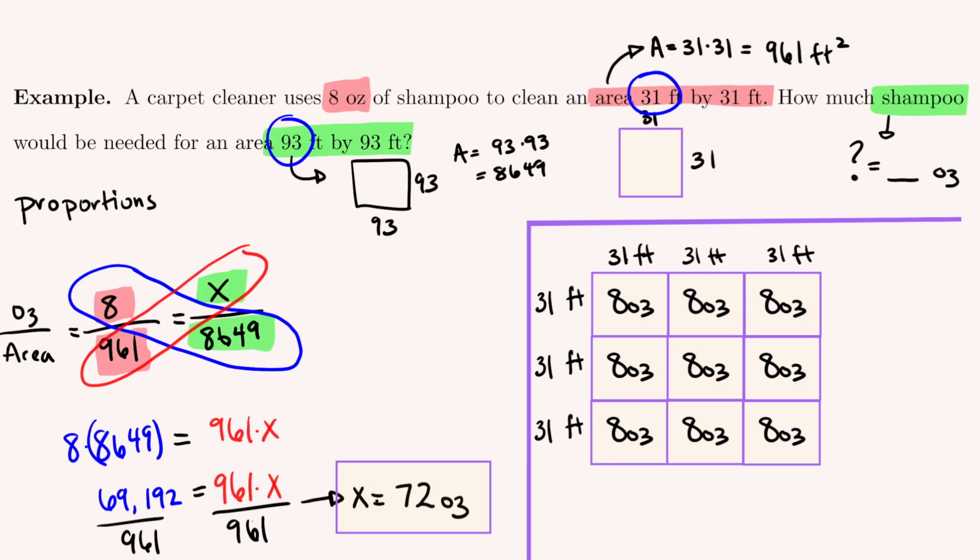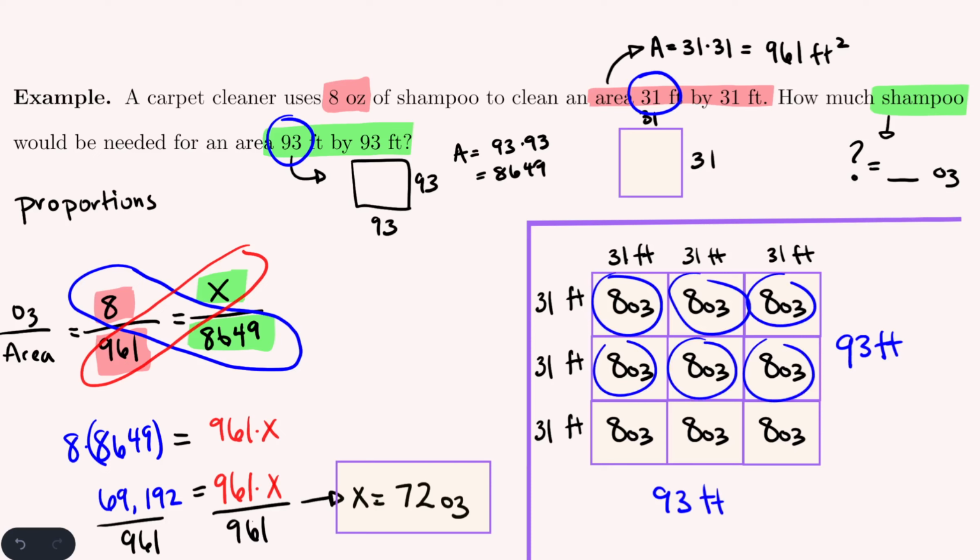So here we have a 93 feet by 93 feet square, and we can quickly count. There's 1, 2, 3, 4, 5, 6, 7, 8, 9 bottles of 8 ounces each used. So we'd say 9 times 8, and we get the 72 ounces that we got using the proportion method.